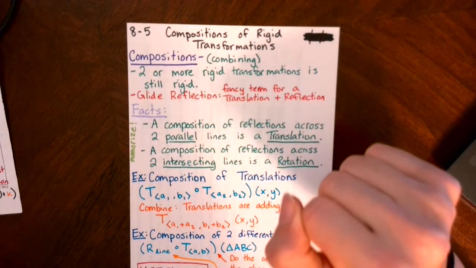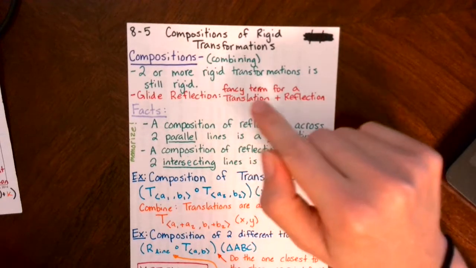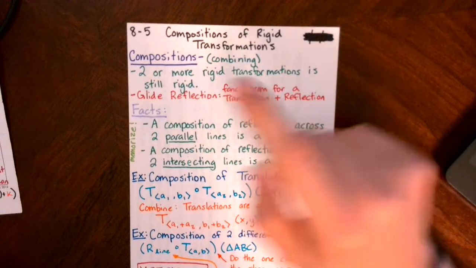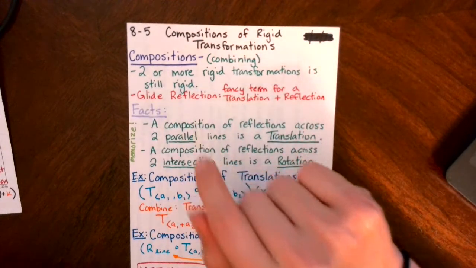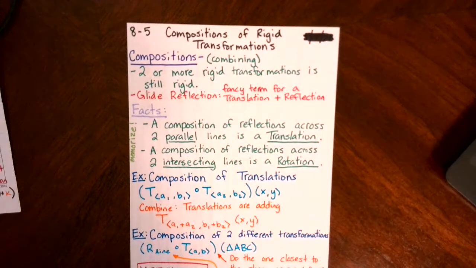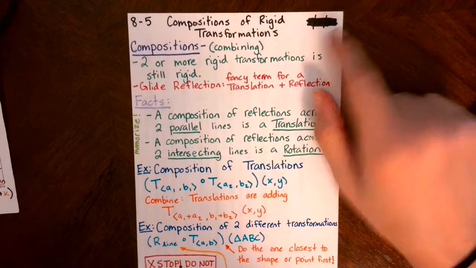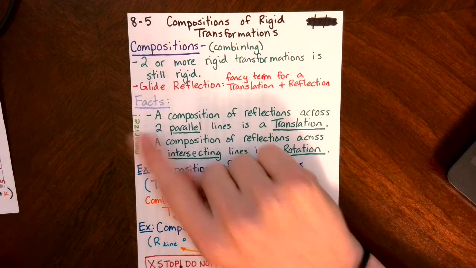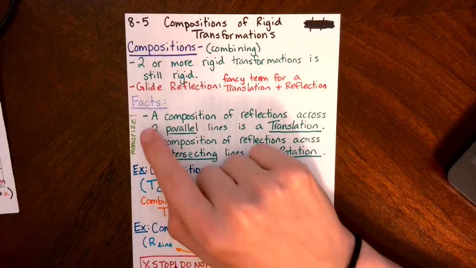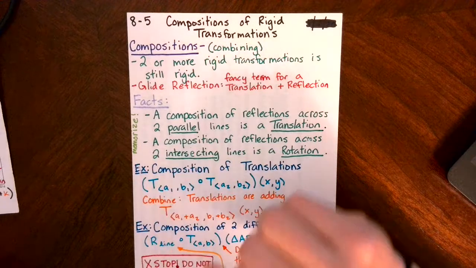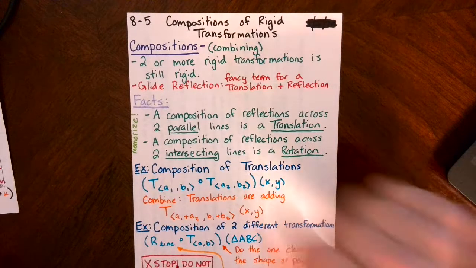Also, the textbook likes to use a fancy term for a translation plus a reflection. They call it a glide reflection. Literally, that's just another way of saying translation and reflection, okay? These are two handy facts to memorize, okay? If you memorize these, you will be able to answer a lot of questions a lot easier.